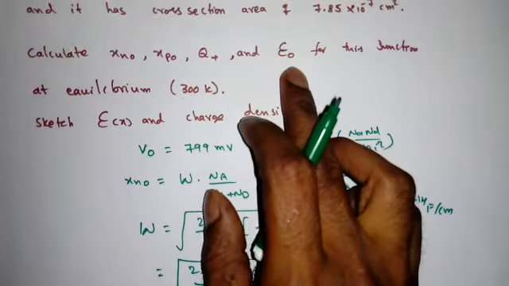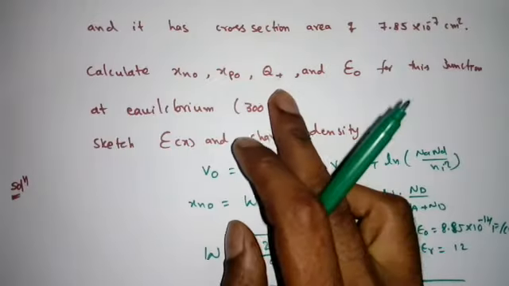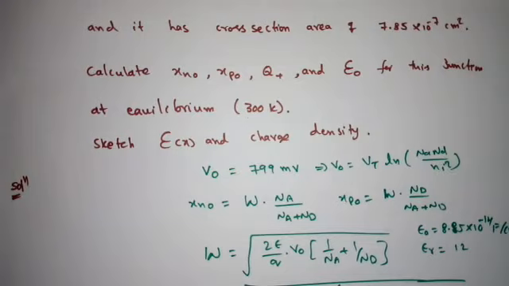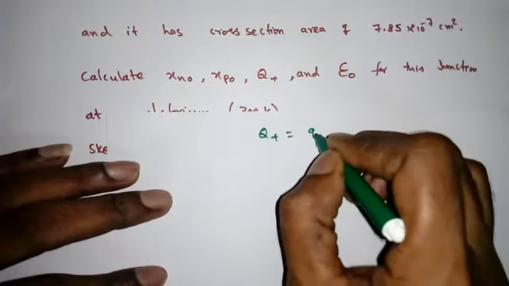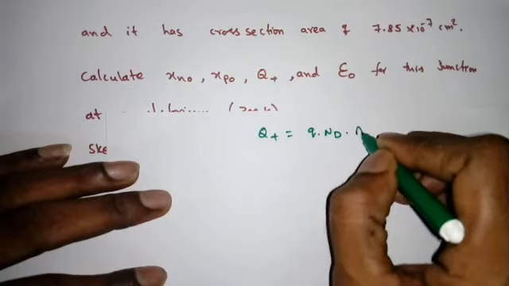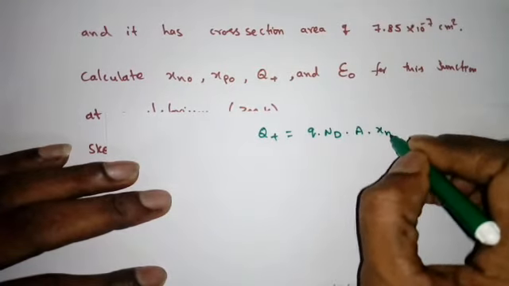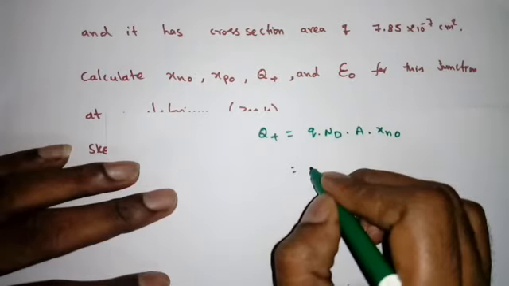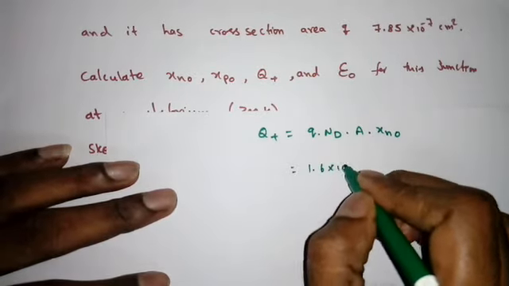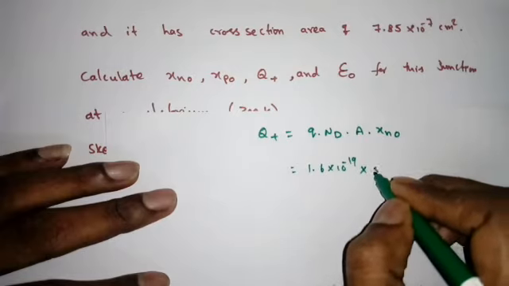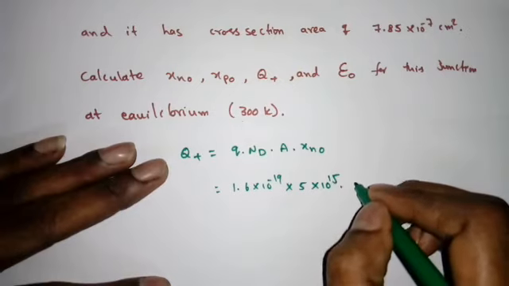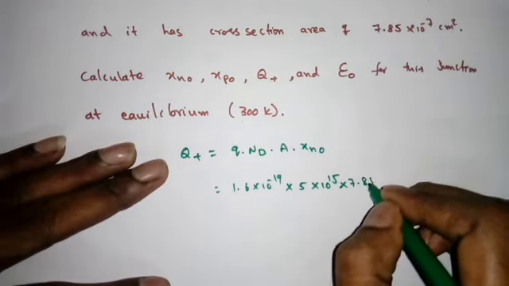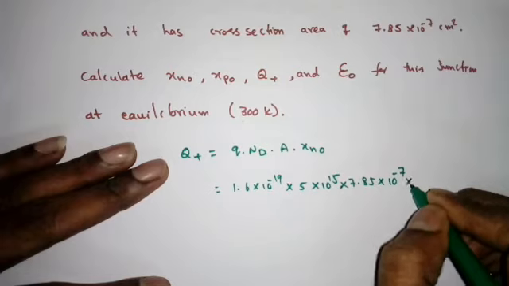Next we have to find Q plus and this epsilon naught. So what is Q plus? The net positive charge in N side, right? So what is the formula? Q plus is equal to Q into the donor concentration into the cross section area into xn naught, penetration into the N side. So what is Q? 1.6 into 10 to the power minus 19. Nd is given as 5 into 10 to the power 15 centimeter power minus 3, and cross section area is 7.85 into 10 to the power minus 7 into xn naught.